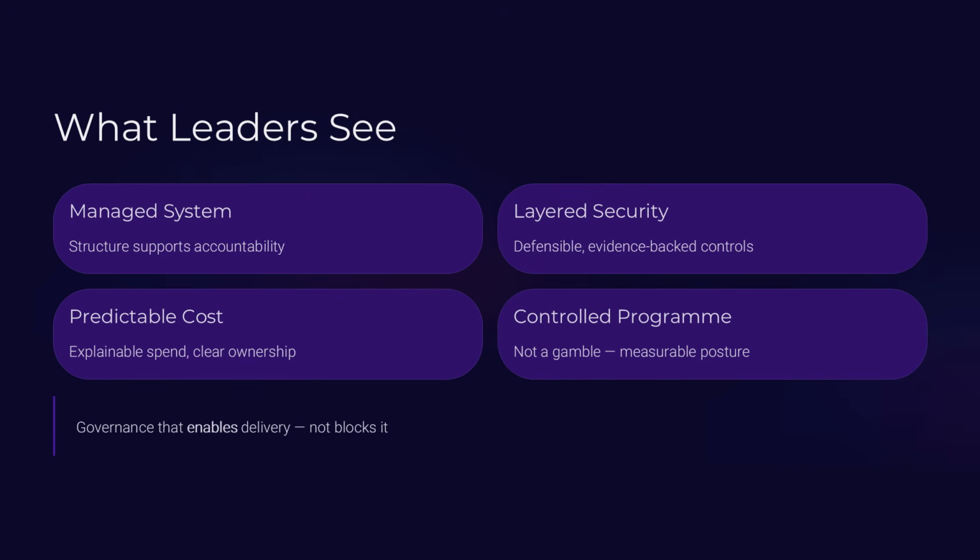With production readiness complete, you now summarize what this case study demonstrates from a leadership viewpoint. Leaders see a managed system where structure supports accountability, security controls are layered and defensible, operations has evidence and clarity, and costs are predictable. They see governance that enables delivery rather than blocking it, because teams have paved roads and standard patterns. Most importantly, they see that cloud adoption is not a gamble. It is a controlled program with measurable posture, clear ownership, and continuous improvement. That is what wins funding and long-term executive trust.